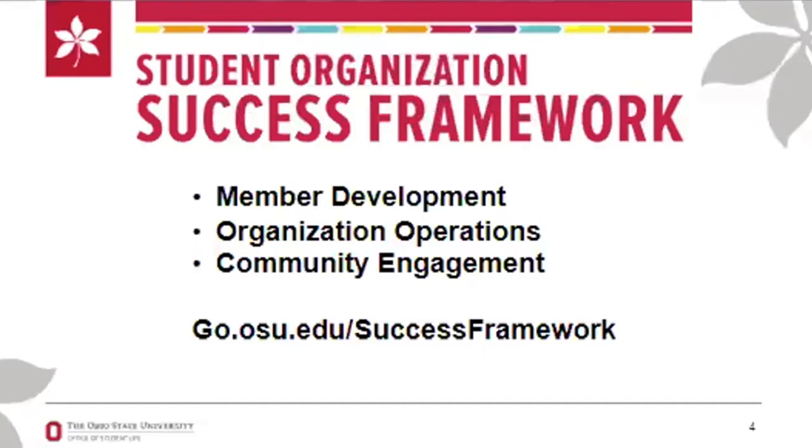The framework is at the core of how student activities support student organizations. The 19 success outcomes within the framework are all important aspects of student org functions within areas of member development, org operations, and community engagement. This program is going to operationalize the framework for you so that you can directly witness how your org is growing stronger in key areas. Check out the full framework at go.osu.edu/successframework.